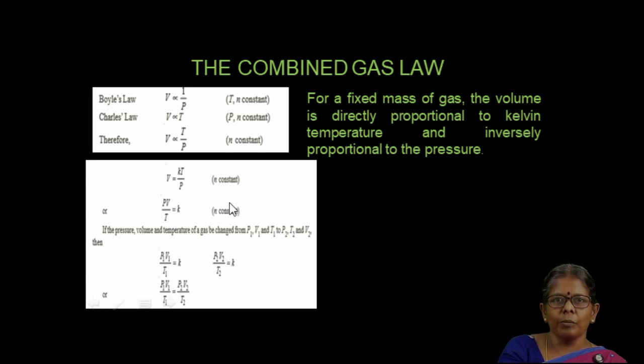If the pressure, volume and temperature at the initial state are P1, V1, T1 and at the final state are P2, V2, T2, then the combined gas law is given as P1 V1 divided by T1 is equal to P2 V2 divided by T2. This is the mathematical expression for the combined gas law. Here, the combined gas law states that if the mass is fixed, the volume is directly proportional to the temperature and inversely proportional to the pressure. That is, P1 V1 divided by T1 is equal to P2 V2 divided by T2.